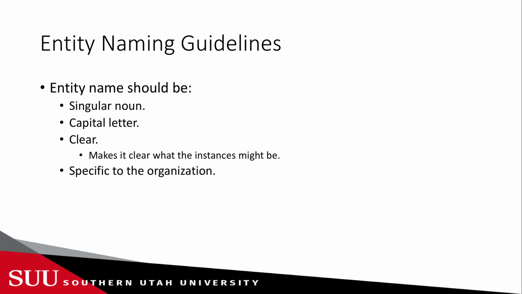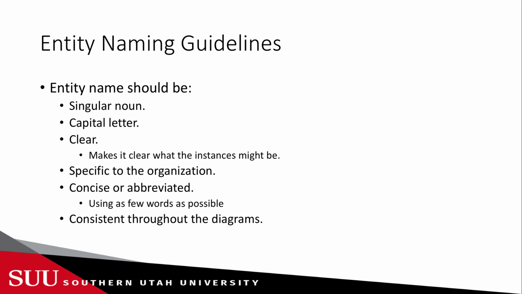It also has to be specific to the organization. So if I say my organization is a school, student entity makes sense. But if I say my business is something like a bank, then student wouldn't make sense in that case. We need to make it concise and abbreviated, so we want to use as few words as possible. Now, it does not have to be one word. It can be 2 words, 3 words, but we want to use as few words as possible. And the last thing, it needs to be consistent throughout the diagram.